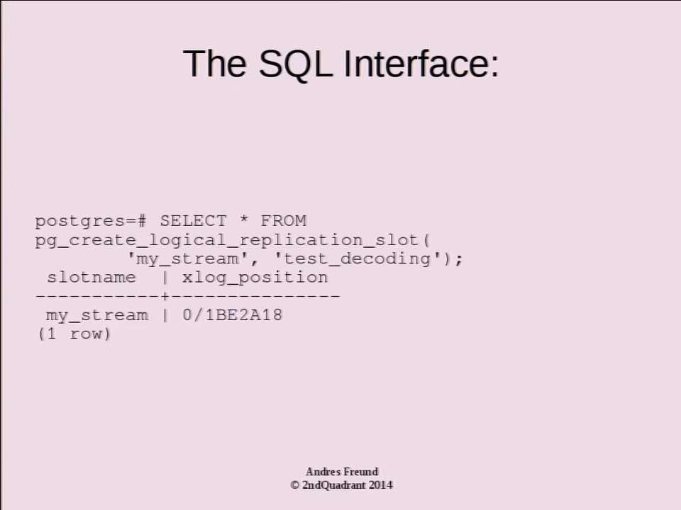So just to start off, how to actually use the feature. A very important concept in the whole thing is replication slots. Basically, one stream of data can be streamed from one slot. So what I'm doing here is saying select star from pg_create_logical_replication_slot. What that does is create one replication stream, my stream is named my_stream, and the output format will be determined by the second parameter. How that exactly works, I'll come back to in a second. And then it gives you back what it did.